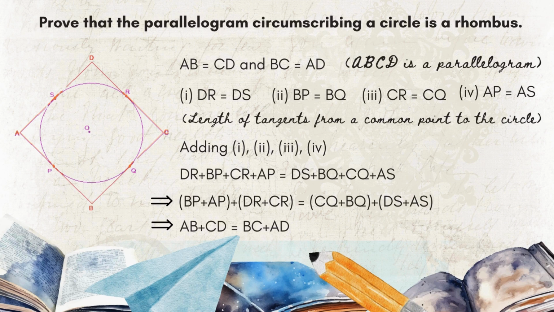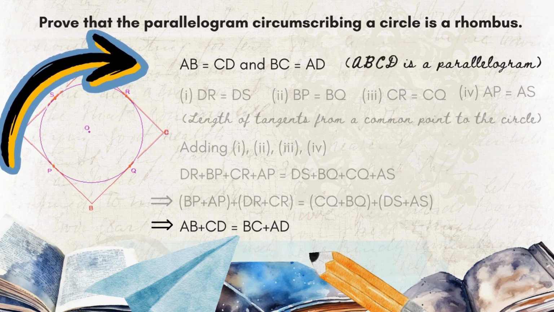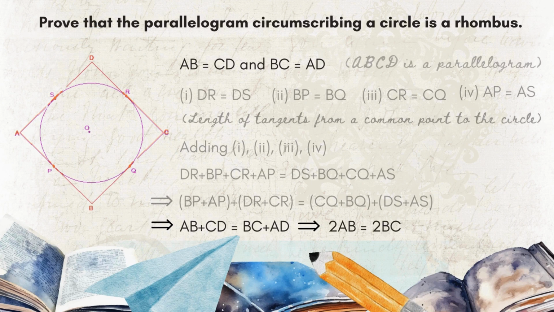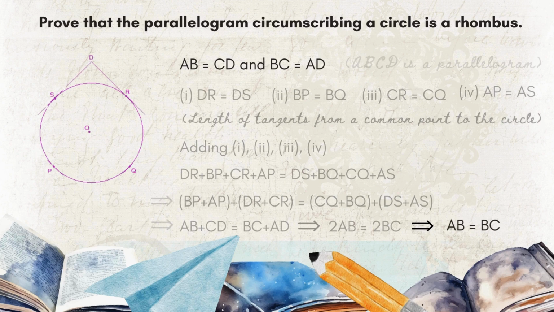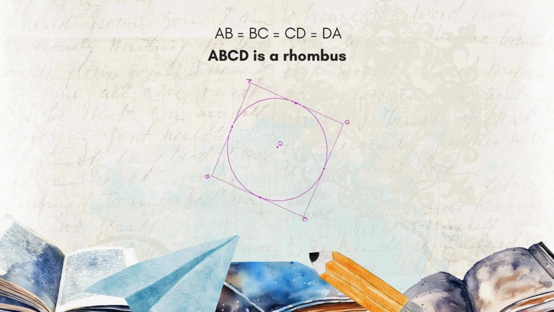Therefore, we get AB plus CD is equal to BC plus AD, which gives us, now AB is equal to CD and BC is equal to AD. It is given because it is a parallelogram. Therefore, we can say that twice AB is equal to twice BC, which means AB is equal to BC. Now, since AB is equal to BC, AB is also equal to CD, and BC is also equal to AD, we can say that AB is equal to BC, which is equal to CD and also equal to DA. So all the four sides are equal. Therefore, ABCD is a rhombus.